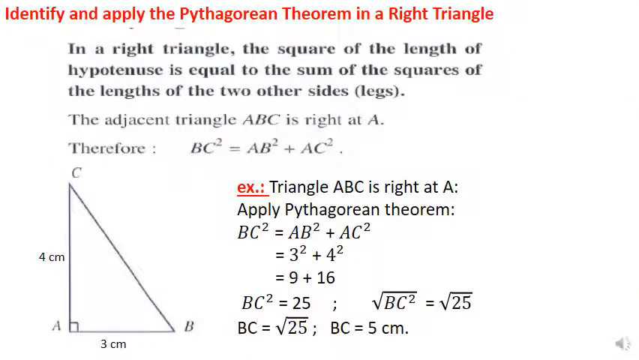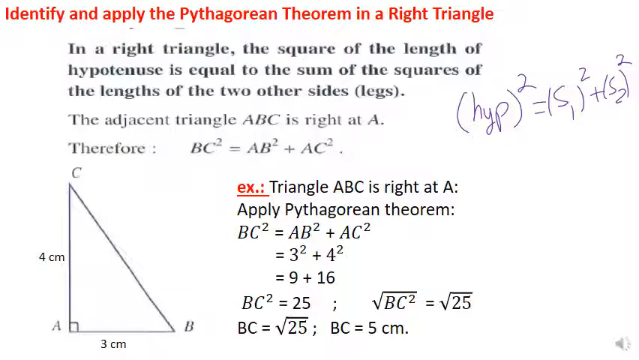Also, let us apply Pythagoras theorem in a right triangle. In a right triangle, pay attention, this triangle should be right. In a right triangle, the square of the length of the hypotenuse is equal to the sum of the squares of the lengths of the other two sides. What I'm trying to say is that the hypotenuse squared is equal to the first side squared plus the second side squared. This is a property called Pythagoras theorem.